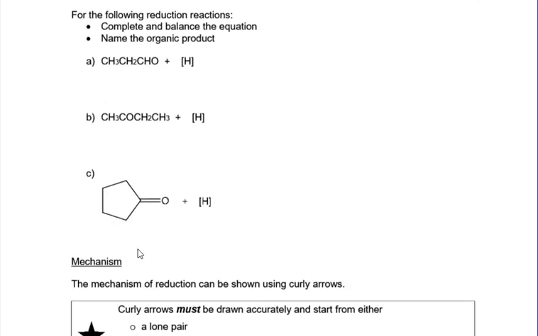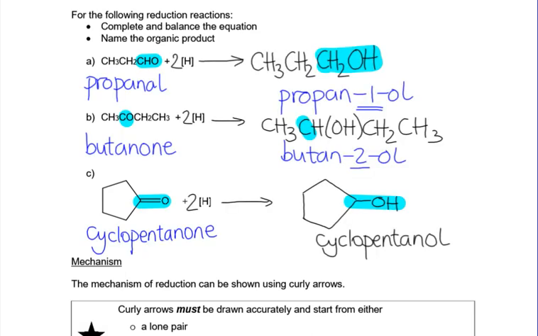So pause the video now and have a go at balancing these equations and naming the alcohol that you have formed. So if we have a look at these examples, we've got propanal. It's a 3-carbon chain aldehyde, and it's becoming propan-1-ol. It's really important that you get these numbers in the alcohols, because remember, there is something called propan-2-ol, and it wouldn't be made from reduction of propanal. Butanone makes butan-2-ol.